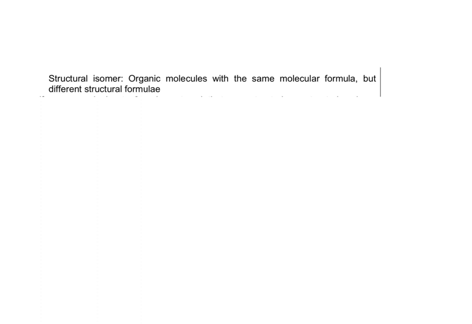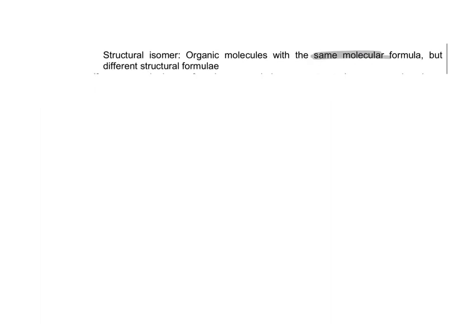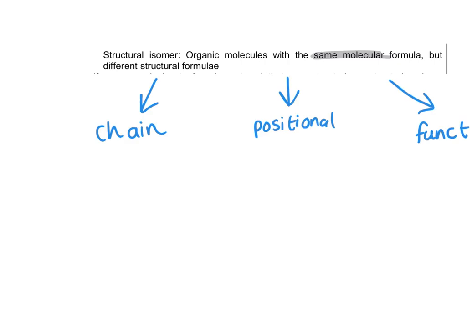So an isomer is a molecule that has the same molecular formula but different structural formula. And they are broken down into 3 types. So they're broken up into chain isomers, positional isomers, and functional isomers. And those definitions are in the guidelines as well. You can look them up.